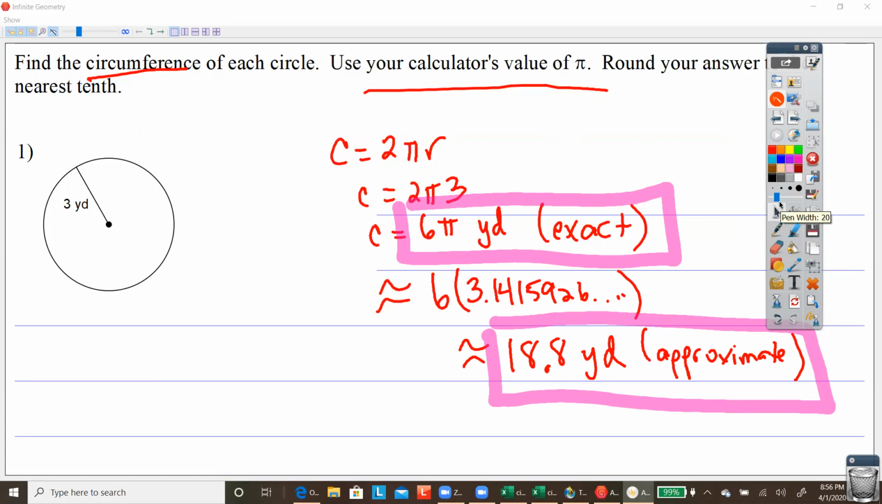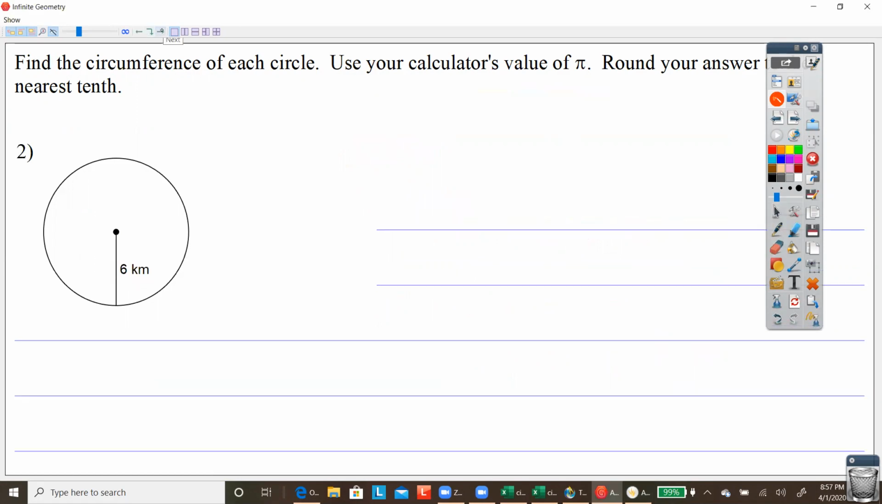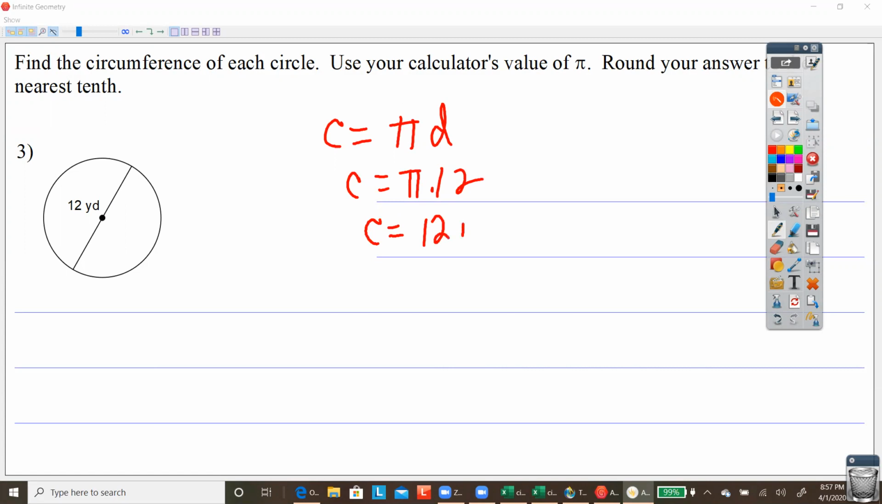The next one that I'm going to do is one with a diameter. Here they're giving me the diameter is 12. So I'm going to use the diameter version of the formula, which is pi d. So it's pi times 12, or 12 pi. So 12 pi yards would be what's called the exact answer. And then the approximate answer would be the one that I use my pi key for.